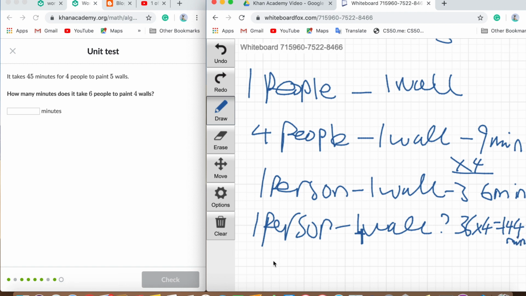And finally, we are not done yet because this is 6 people, and assume everybody has the same speed rate, and we will use 144 divided by 6. And got 24. So the answer is 24 minutes.